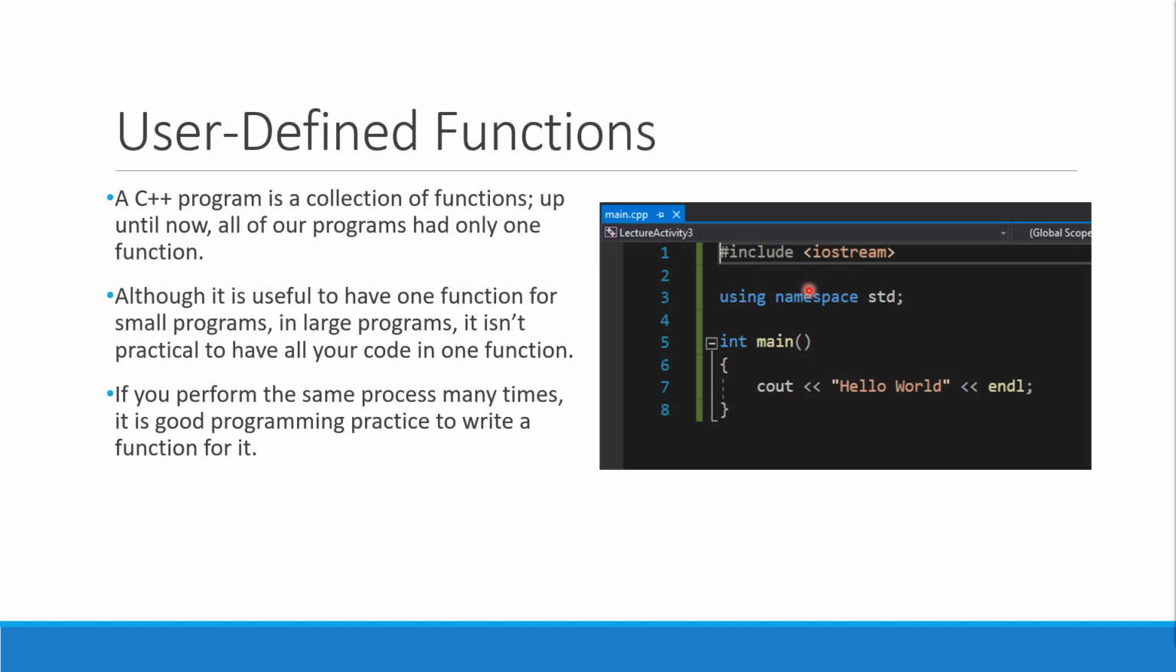So in case you didn't know, a C++ program is a collection of functions. Up until now, all of our programs only had one function. And you can guess what it is, right? It's the main function, see? Int main, where we code everything. Yeah, that's the main function in which we run our C++ program, okay?